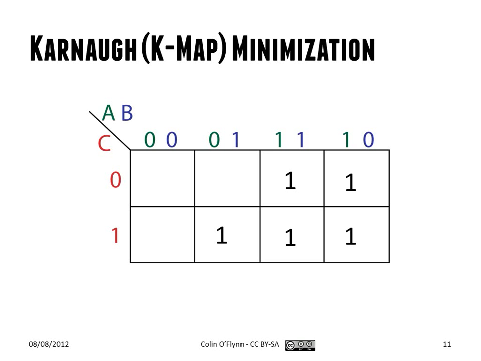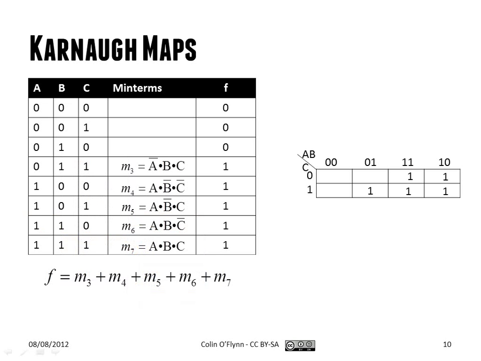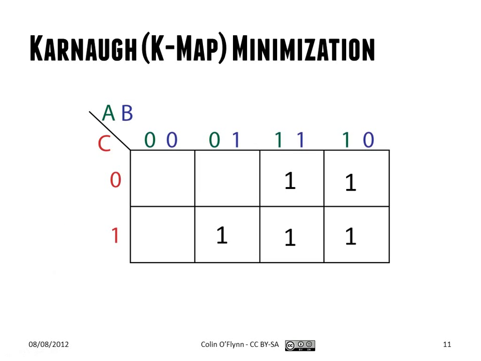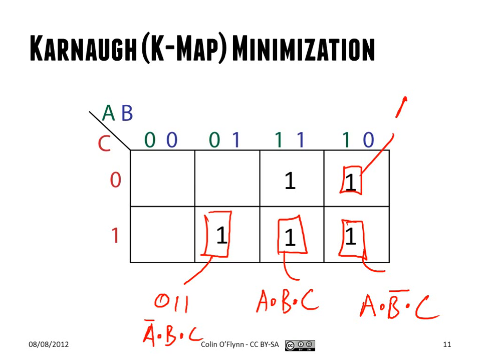When we have it in this form, the other way we can look at it is that each of these ones corresponds to one of the minterms we showed back here. For example, this first one, 0, 1, 1, is this point here, and it also corresponds to the minterm A complement and B and C. In a similar way, each of these corresponds to some minterm. This one is A and B and C. This one is A and B complement and C. This one is A and B complement and C complement. And this one is A and B and C complement.